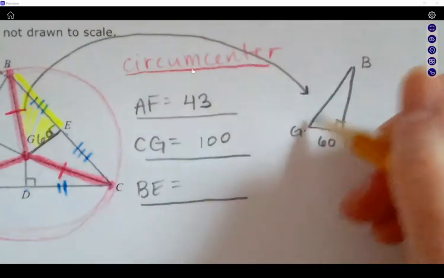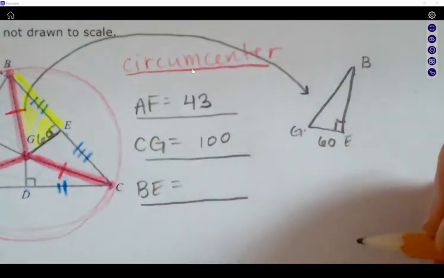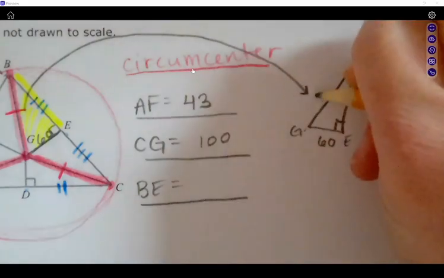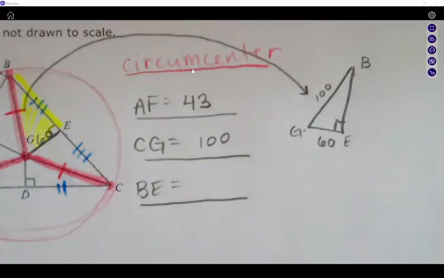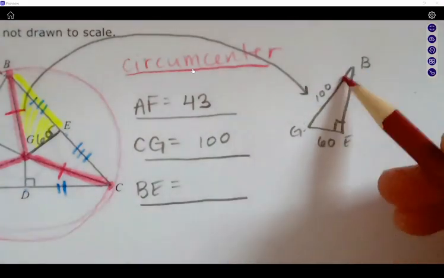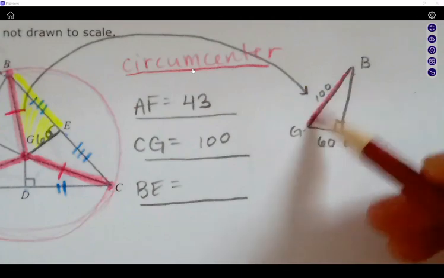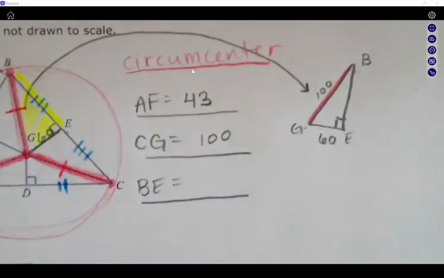Do we know the measure of GB? We do, it's 100. Yeah, GB is 100 because it's a radius value. Okay, now we have to actually solve for BE, and we have a right triangle with an unknown.